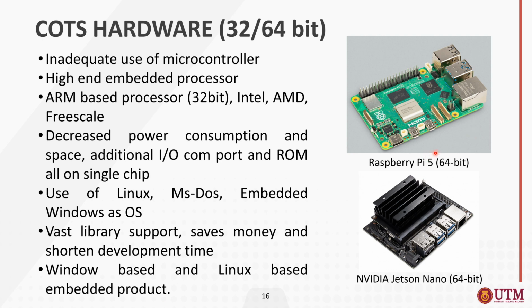As you can see here, you have the Raspberry Pi 5 here, which is 64-bit, and also the NVIDIA Jetson Nano here, which is also 64-bit. So the more upgraded or the latest the version, the higher performance the system is.